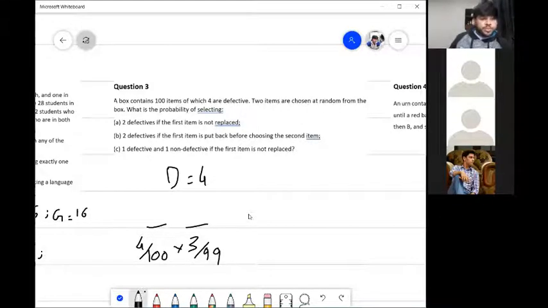So part C, I'm not writing this. If you want me to write this, please mention this in the chat. Also, just by the way, I will upload the workings notebook after this, so don't worry about this. I'll screenshot it and I'll upload the PDF of this working alongside the solutions after making this neat and pretty. So part C says one defective and one non-defective if the first item is not replaced. I know there's a catch to this. I want you guys to answer this, or at least show me the working on how we're supposed to do this. I'll wait.